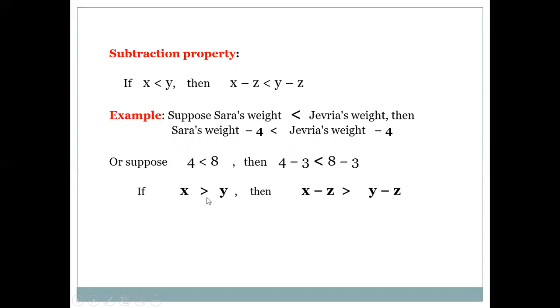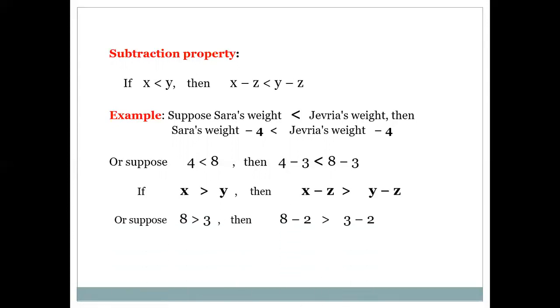If x is greater than y and we subtract the same number on both sides, we find the inequality sign remains the same. x minus z is greater than y minus z. The sign of inequality remains the same in both cases, whether we are doing addition or subtraction.